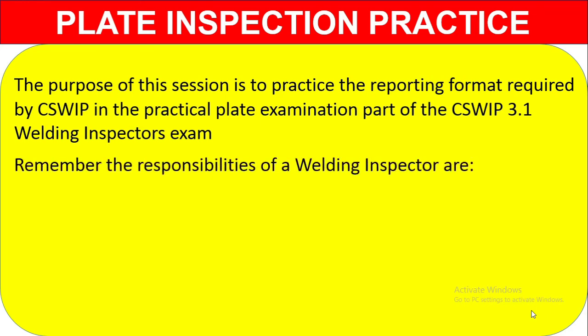Remember, the responsibilities of a welding inspector are very important: observe, report, and compare. So you have to check three things. First, there is a plate, and you have to check all these things by observation. In that observation, you have to find out what the defect is, what the acceptance criteria are, and what can be acceptable within limits. So the three things are: observe, report, and then compare.